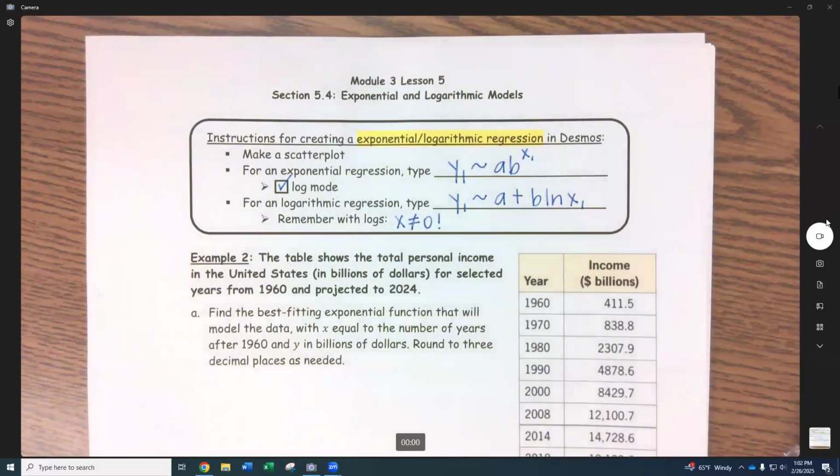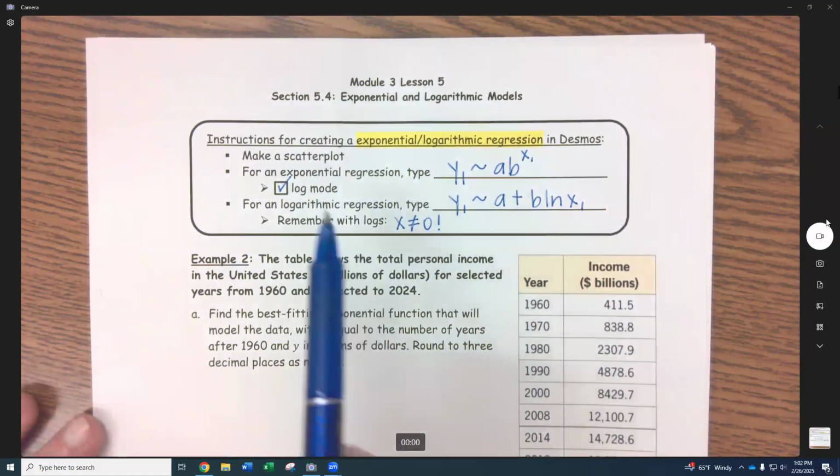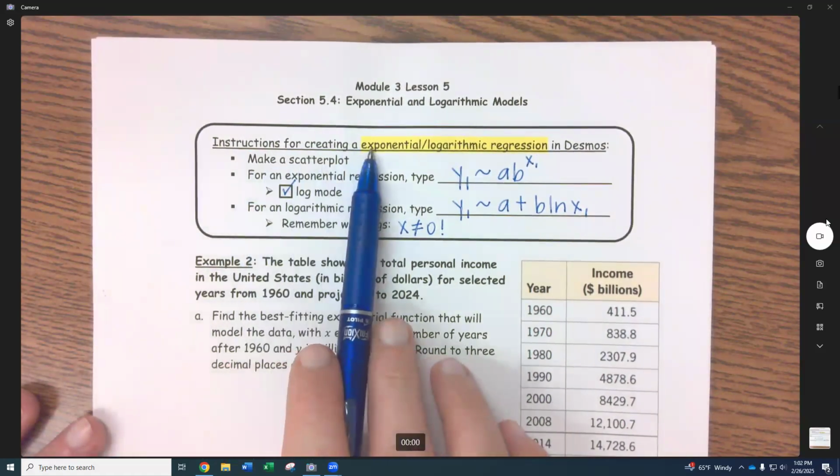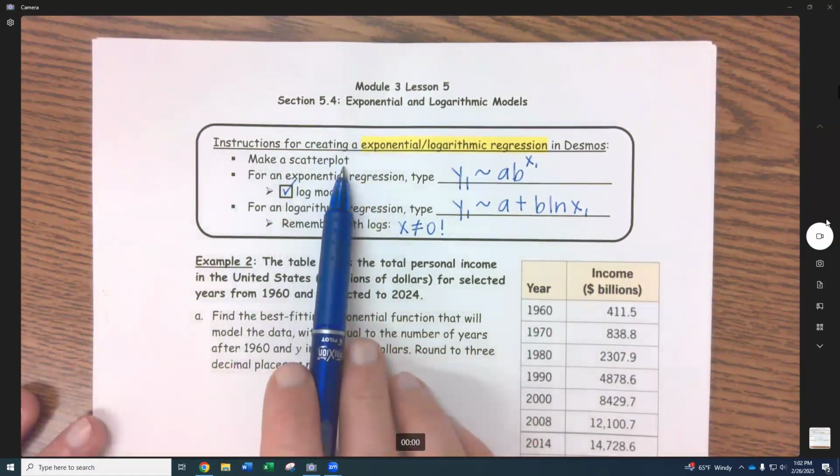Now let's go over example 2. In example 2, we're going to actually find a regression. Now, this is the third time we're doing regressions. We do need a separate regression for exponentials and for logs. So the instructions to make these is first, make a scatter plot.